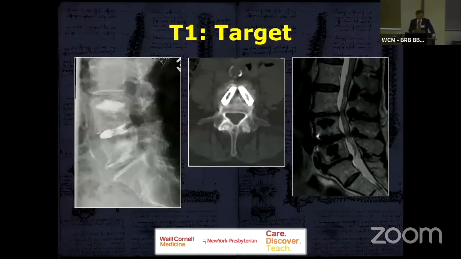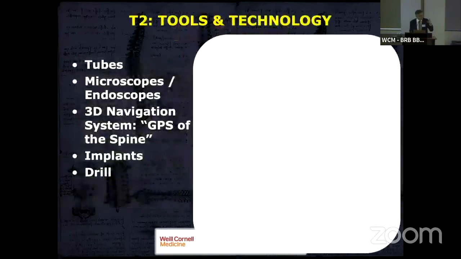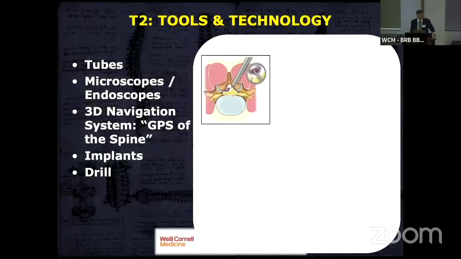So we did a tubular decompression, and she did very well. So that's just an example of how MIS can be done, but you really have to do the right procedure for the right problem, and I think we should talk much more about that.